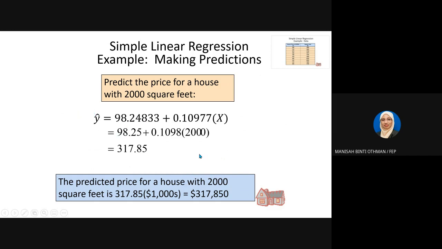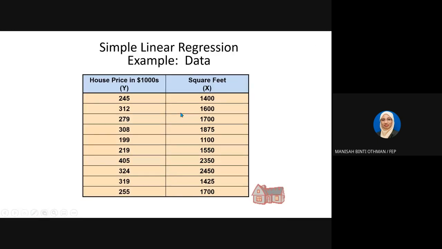Okay, all right, so based on this is the original data here.